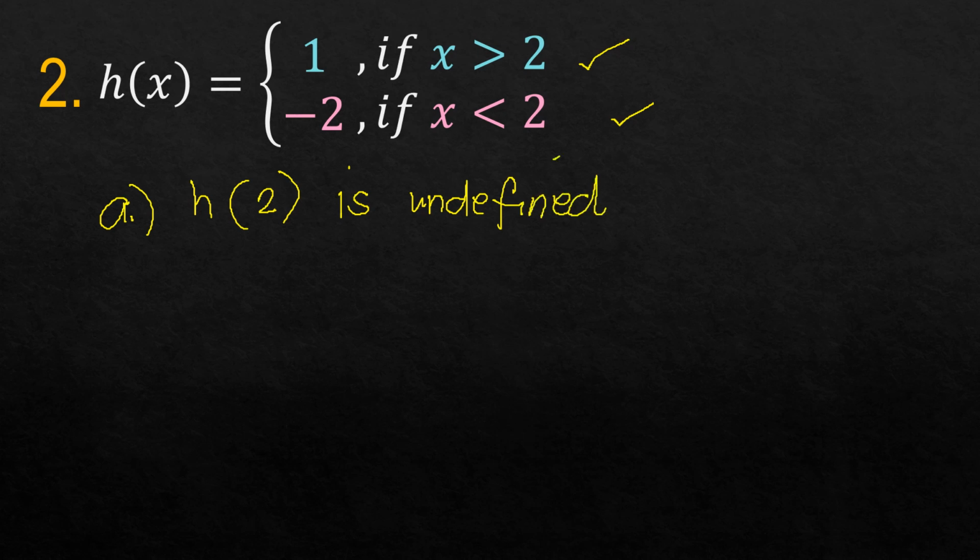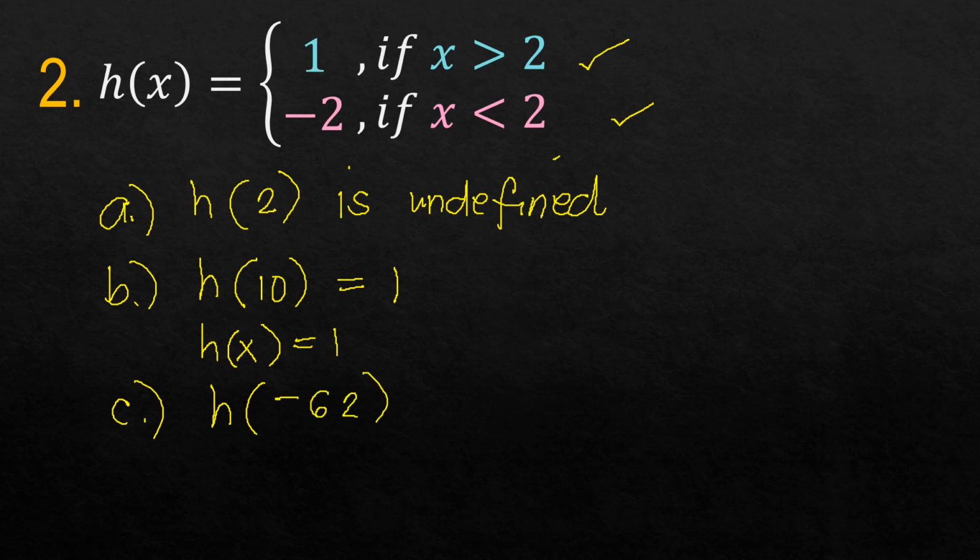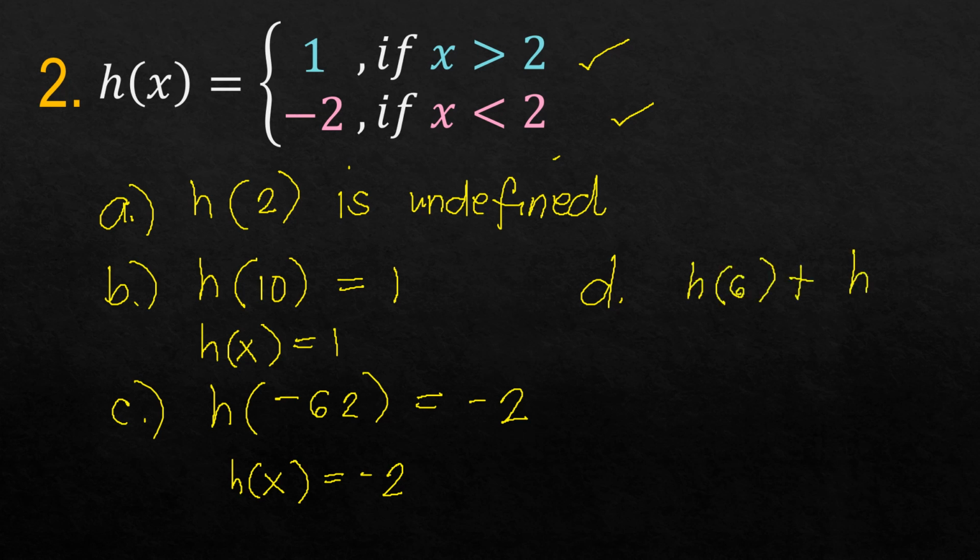It is undefined because no subfunction has 2 as an element of its domain. Okay, so what about h of 10? And 10 is obviously greater than 2, so we can use h of x that is equal to 1. So h of 10 is simply 1 because that is a constant function. What about h of negative 62? Negative 62 is less than 2, so we're using h of x equal to negative 2. That is still a constant, so h of negative 62 is negative 2. We can also have operations just like this: h of 6, add that to h of 1.